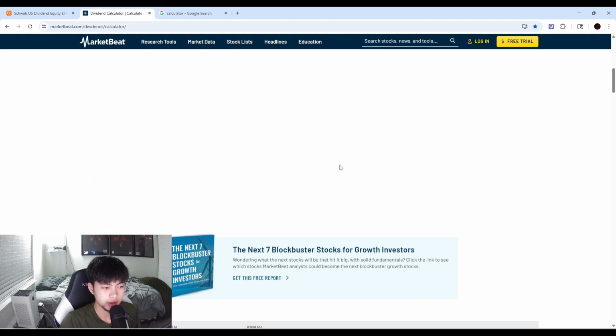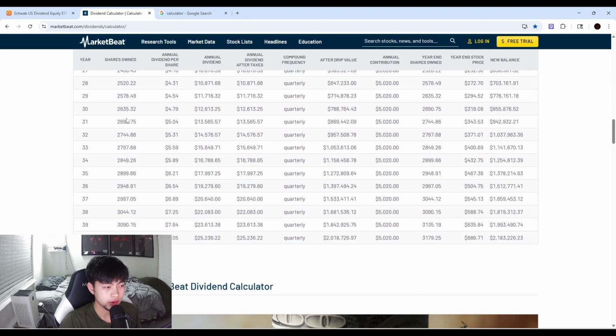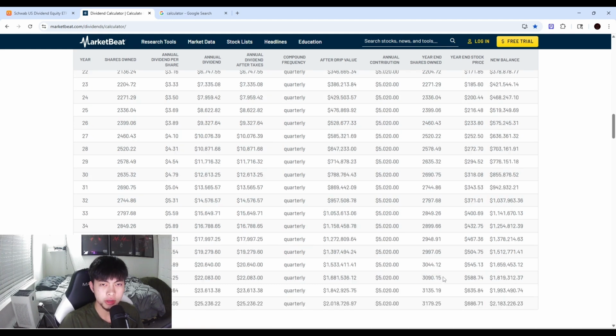Alright, if you scroll down a little bit, when you're investing by using the method dollar cost averaging, it's a long-term game, okay? So you're investing long-term, 40 years, 30 years, 20 years, 10 years, multiple decades. So let's scroll all the way down here to the end of our retirement. By the end of my 40 years investing in SCHD, I should have around 3,179 shares. Dollar cost averaging is all about compounding. By the end of my 40 years, I'll have about $2.1 million. Every single year, I'll get about $25,000 in dividends.